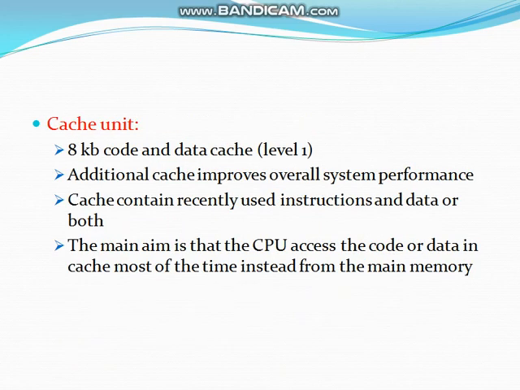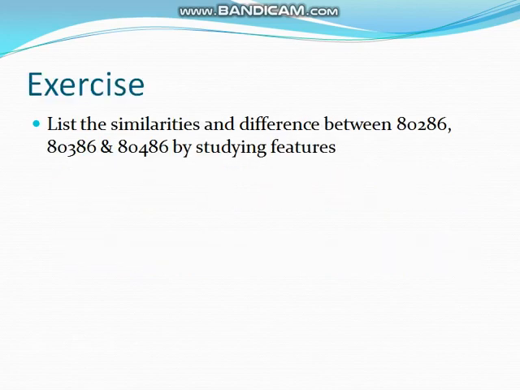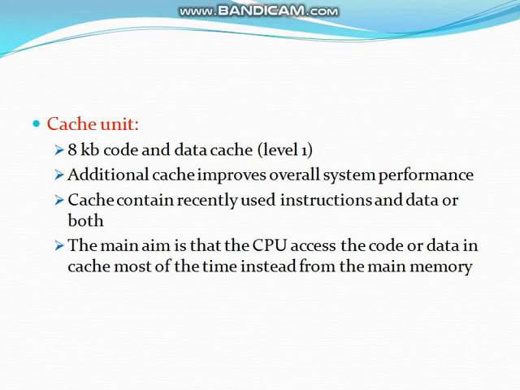Cache: it has an 8 KB cache for both code as well as data. Due to this, the overall performance of the processor is increased. The cache contains recently used instructions as well as data, or it might be both. The main aim of implementing the cache unit is that the CPU accesses the code and data in the cache most of the time, instead of going to the main memory. This is what I wanted to tell you in this lecture.